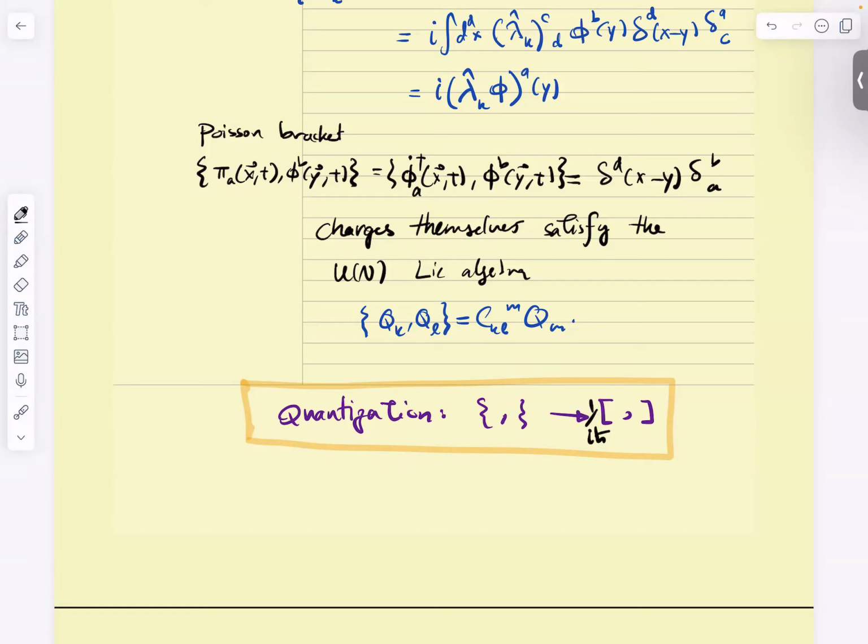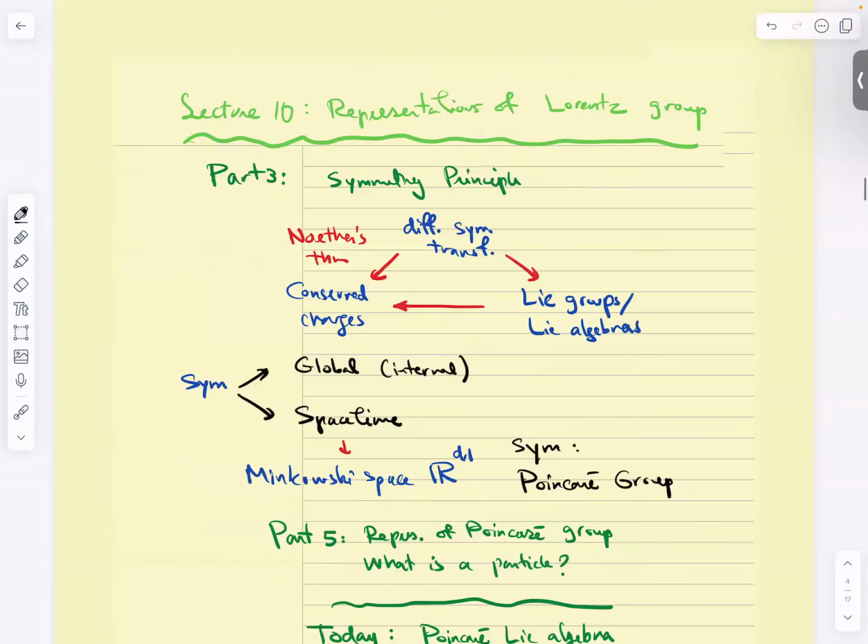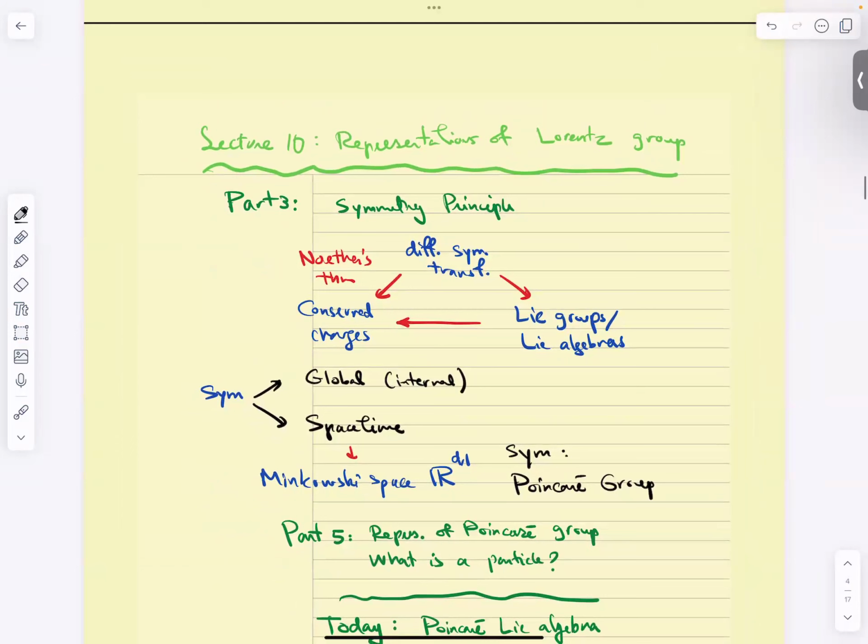All right. Any other questions? Good. So let's get started. All of this was to finally get to our most important group of all time, the Poincare group, right? So today we're going to start a new chapter of the course, which is about representation theory of the Lorentz group. First we start with the Lorentz group, then we talk about the Poincare group, okay?